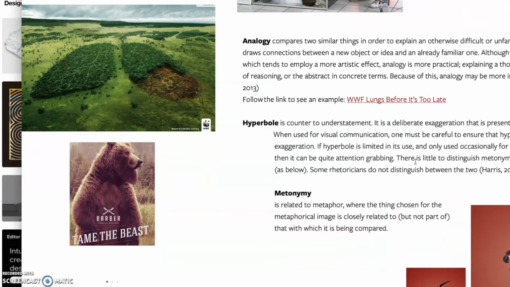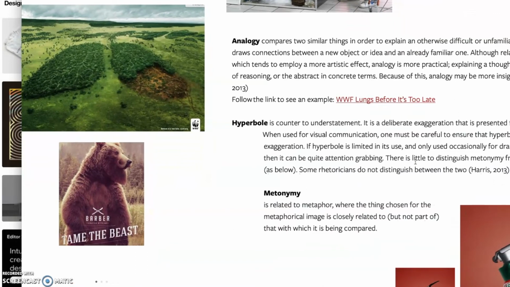Now hyperbole is counter to understatement. It's a deliberate exaggeration that is presented for emphasis. Oftentimes it's dramatic and a little bit unreal, but it's there to attract attention and be interesting.